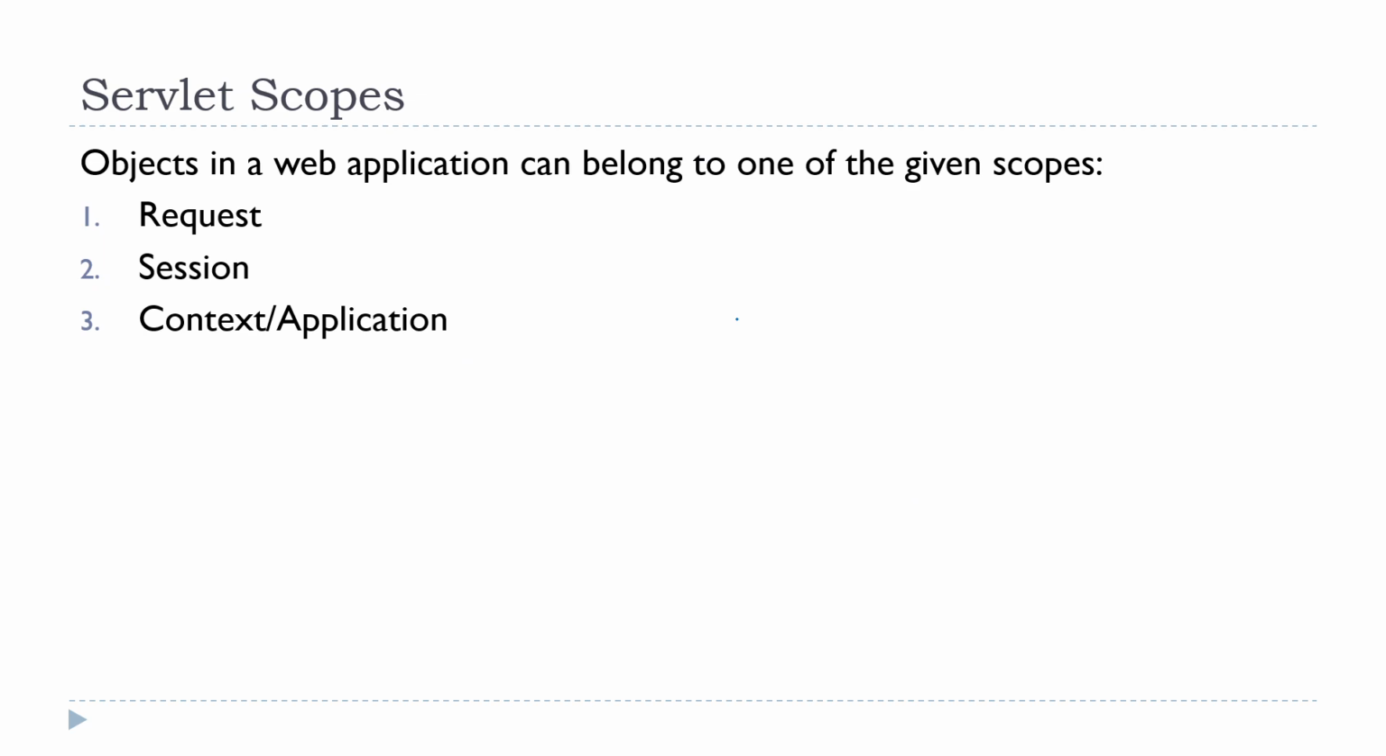There are three scopes of a servlet. The objects that we create in our web application can belong to any one of the given scopes. It can either be request, session or context, which is also known as application.